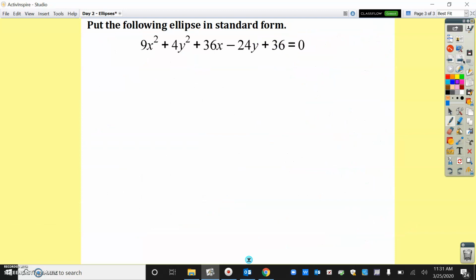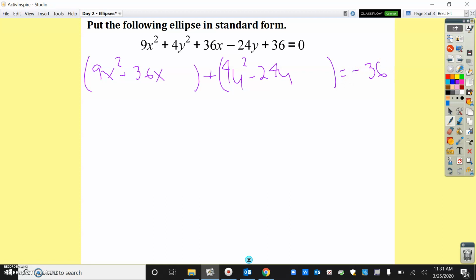Next question says put the ellipse in standard form. If you want extra practice to graph it, feel free to graph once we get done. Just like we did in yesterday's video, you're going to group your x's, leave a little bit of room, group your y's, leave a little bit of room, and make sure you move that constant to the other side. We're going to look for a greatest common factor in each of these groups. Over here we have a 9 in common, so factor that out. And in our y's we have a 4 in common, so factor that out.